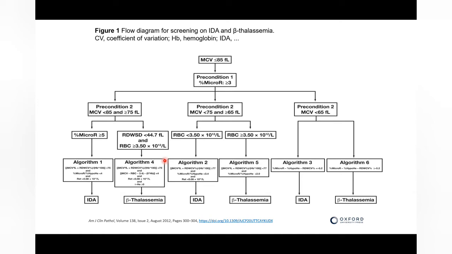This is a paper published in the American Journal of Clinical Pathology, in which guidelines were suggested, with devised formulas and cutoffs. If this cutoff is followed, it is a pure case of IDA. If this cutoff is followed, it is a pure case of beta thalassemia. These algorithms can be followed with every condition. First you see the MCV. If your MCV is falling in this range, then which formula should you use? The major cutoffs they have used are MCV less than 85 and micro-R more than 3%. After that, they have devised various algorithms to differentiate these categories.